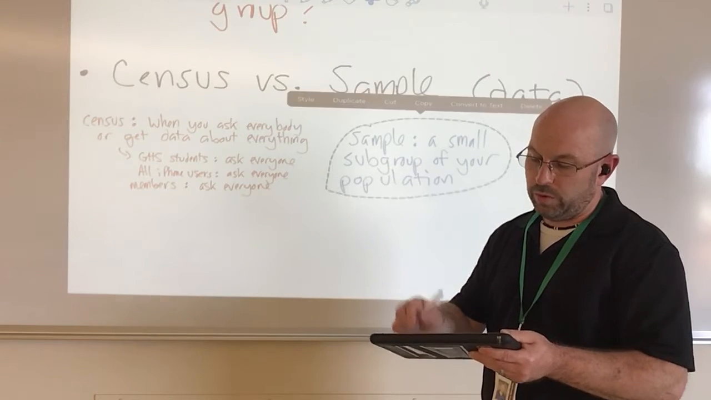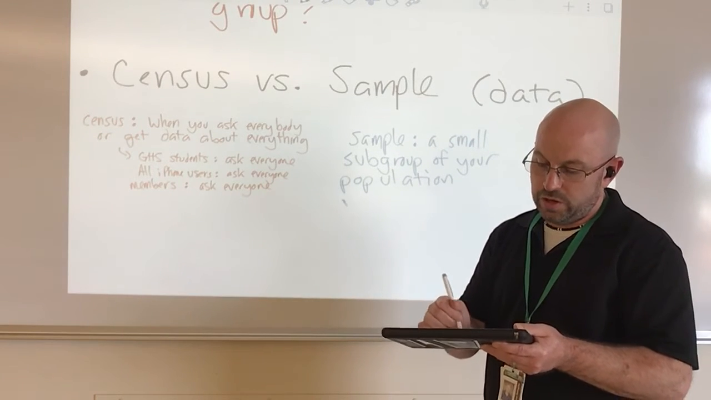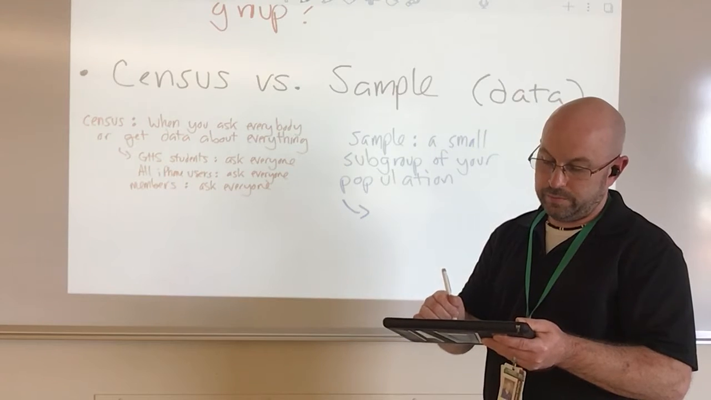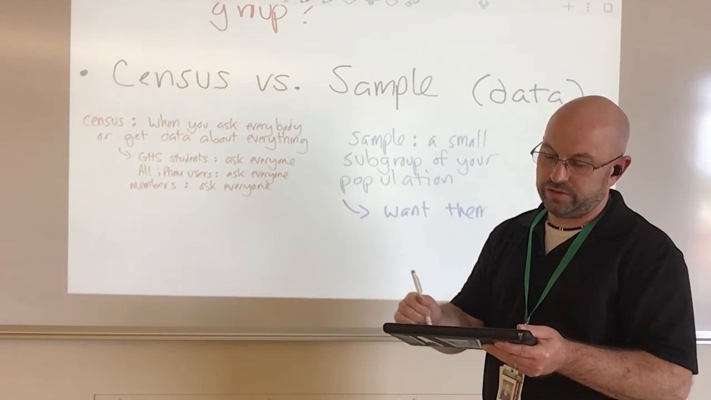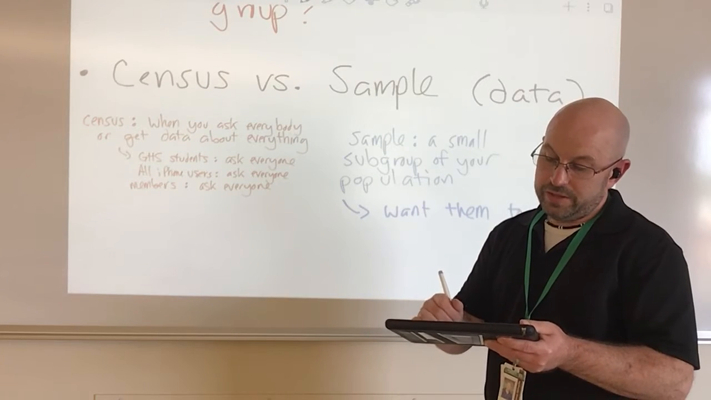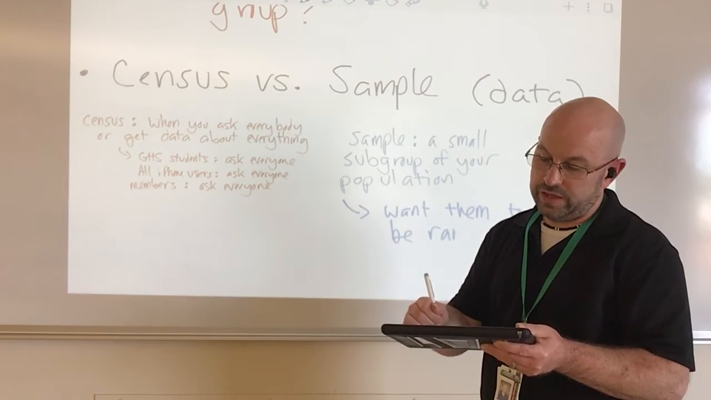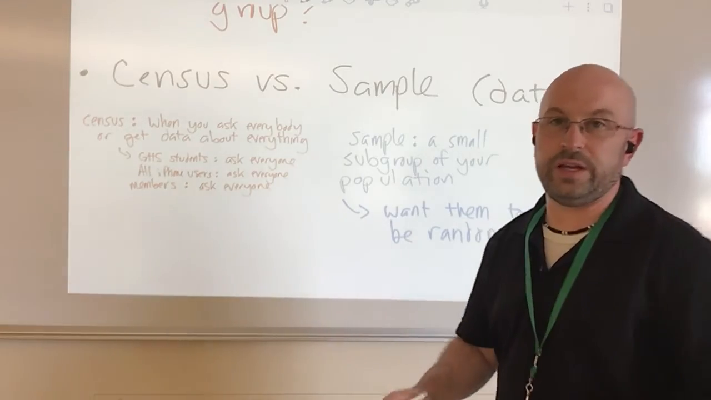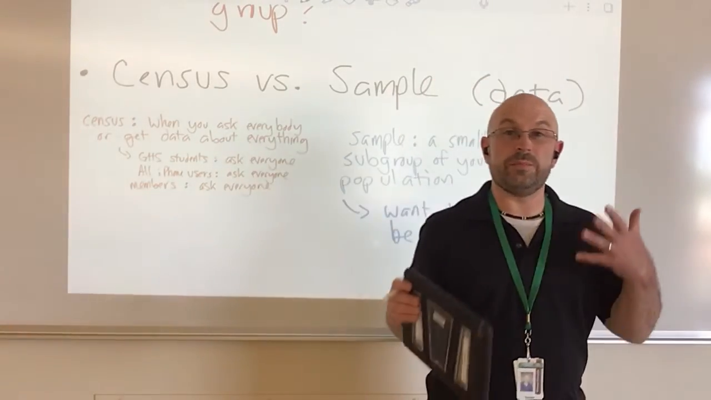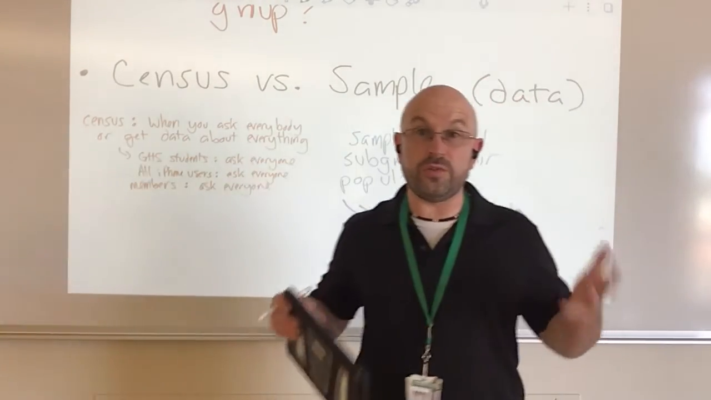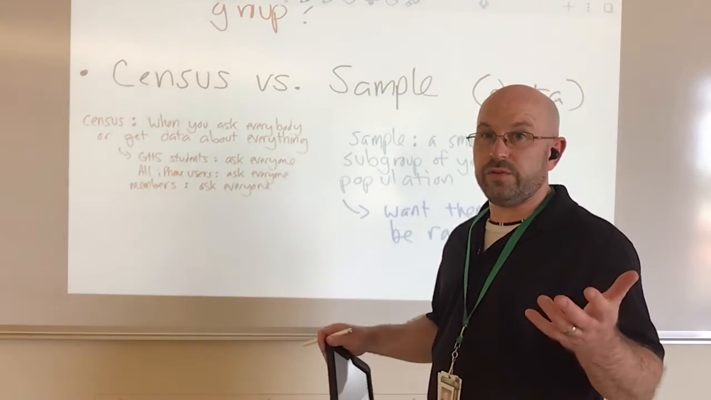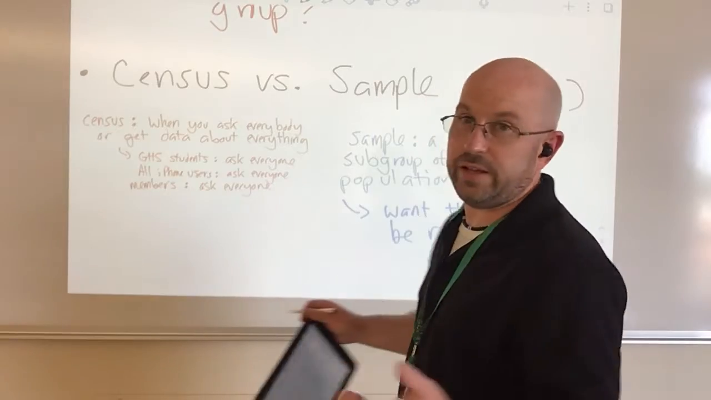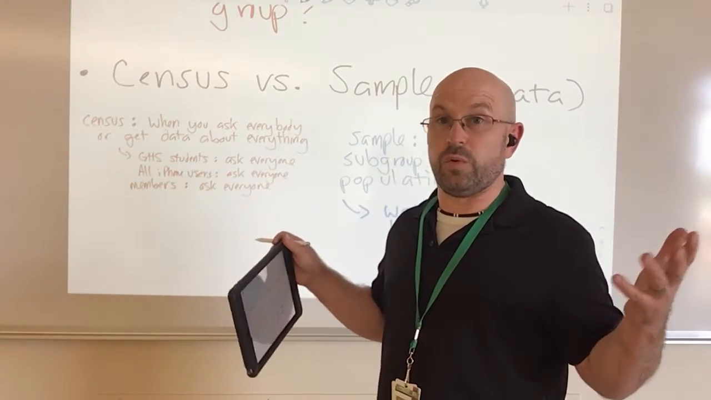For right now, what we want to know about samples is that we want them to be random. We're going to go over what random looks like. Maybe not today, but you're going to be doing activities later down the road where you're going to be doing things randomly. Randomness is incredibly important when it comes to statistics. You want to do things randomly. So if you're doing something regarding Grafton High School students, then you want to randomly select a certain group of them.